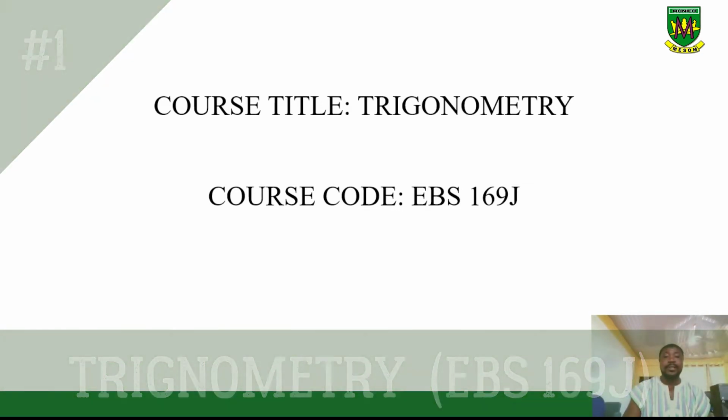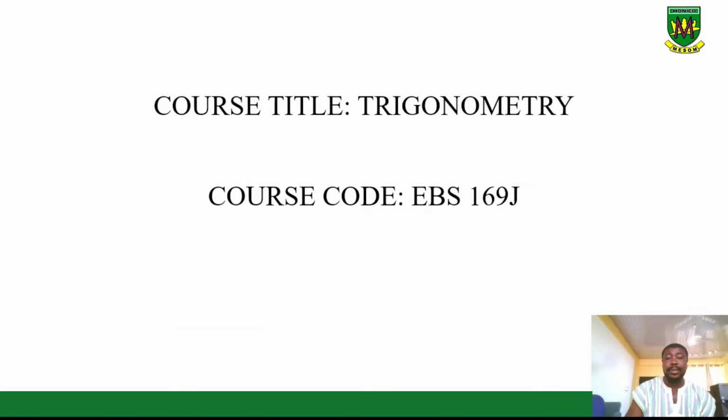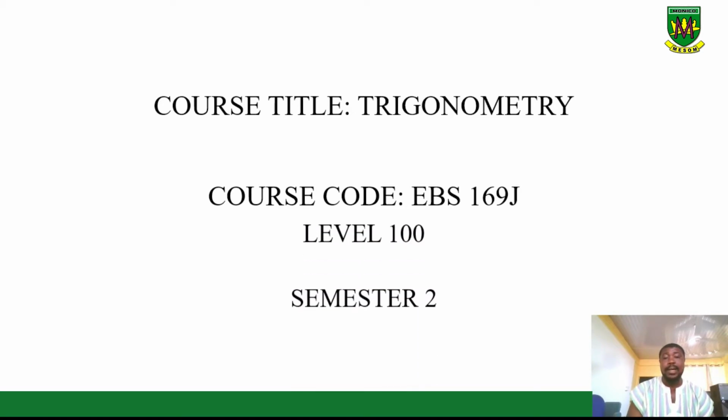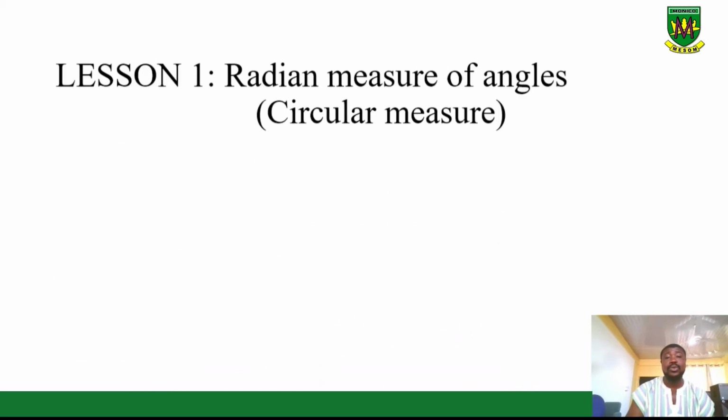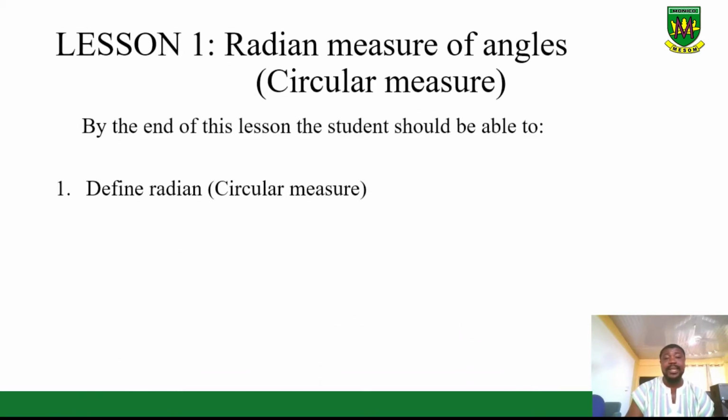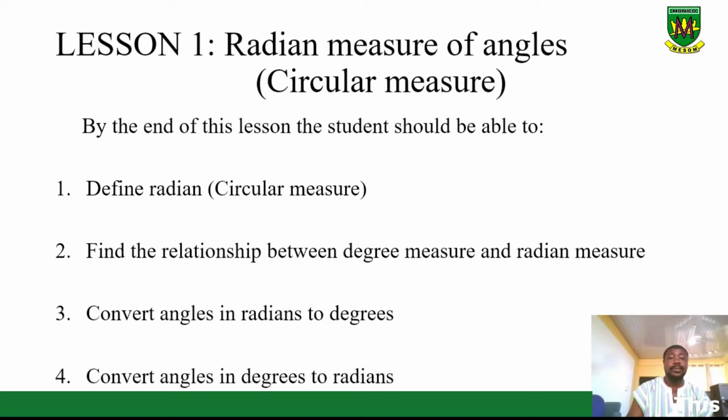This is our first lesson on the course titled Trigonometry, and the course code is EBS 169J. I hope we are all level 100 students, and we are in semester 2. Our first lesson talks about radian measure of angles. Another name for radian measure is the circular measure.